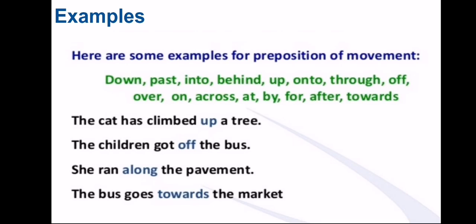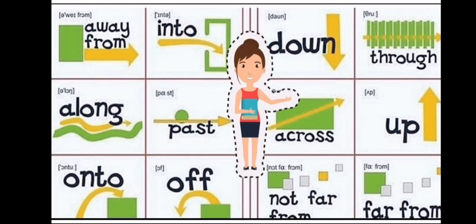The cat has climbed up a tree. The children got off the bus. She ran along the pavement. All these are showing some kind of movement. Here in this picture you can see the yellow line is showing the movement. The yellow line is going from the blue box. It is away from, it is coming into, it is going down, it is going through the green boxes, it is going along the green line, it is jumping into the green box, it is going across the green box. All these are showing the preposition of movement.